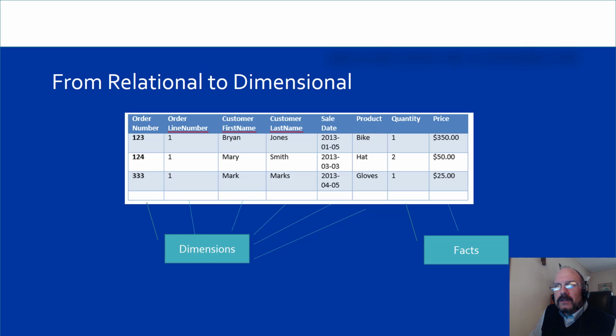A good way to start to look at things is that anything that's decimal or integer is at least a possibility of being a fact. And anything that's stored as a character is pretty much guaranteed to be a dimension.